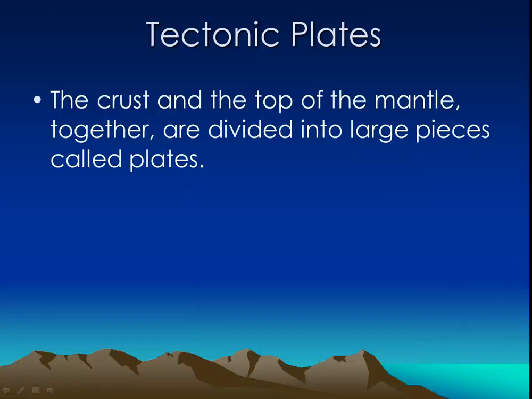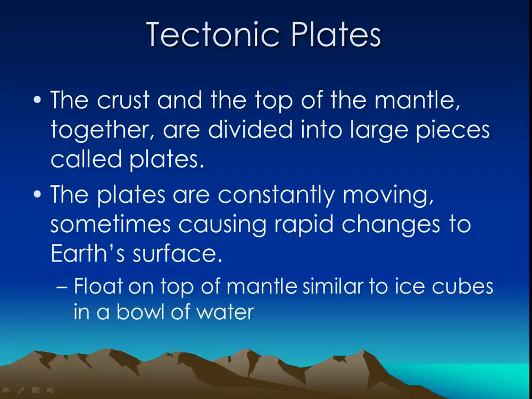Tectonic plates. The crust and the top of the mantle together are divided into large pieces called plates. These plates are constantly moving, sometimes causing rapid or fast changes to our surface. These plates float on top of the mantle similar to ice cubes in a bowl of water. So I want you to picture that situation in your mind, visualize it. Picture those ice cubes floating to the top of water, and that's kind of what these tectonic plates do on the top of the mantle.